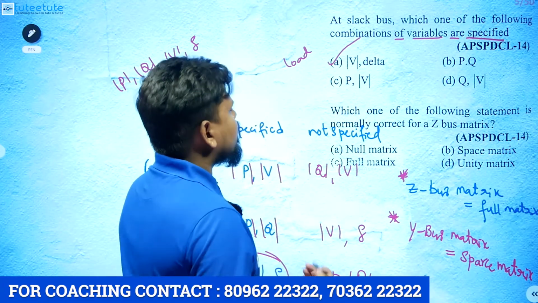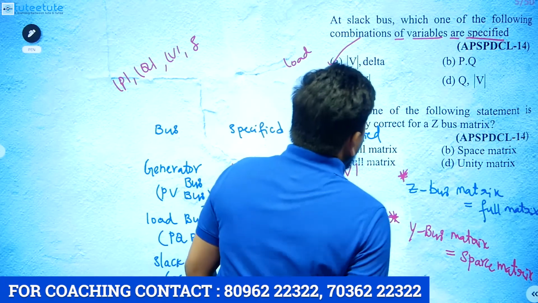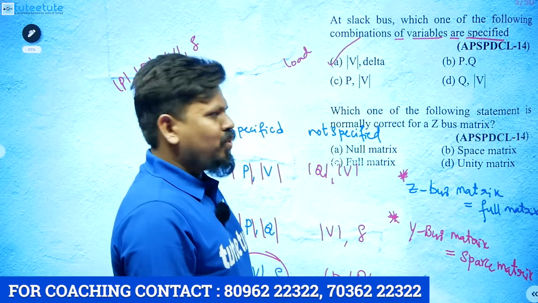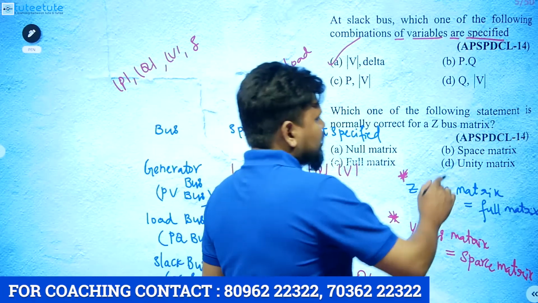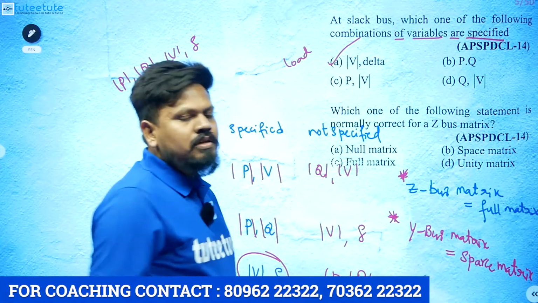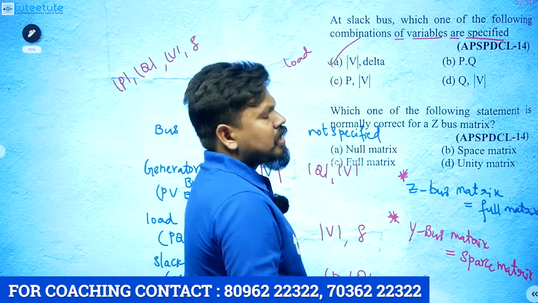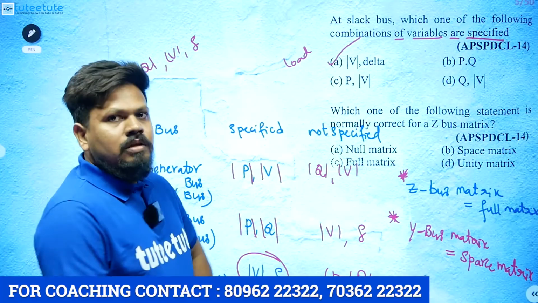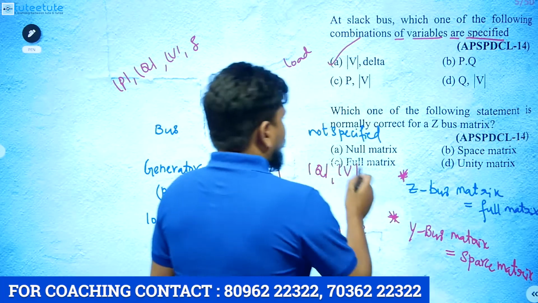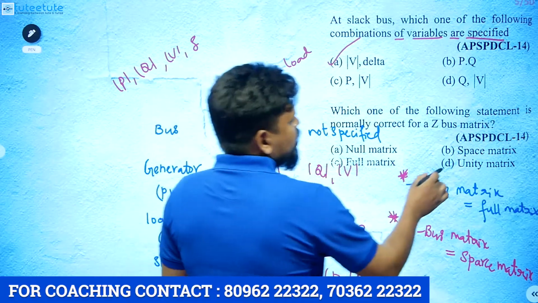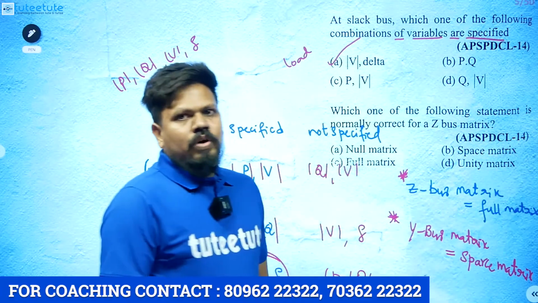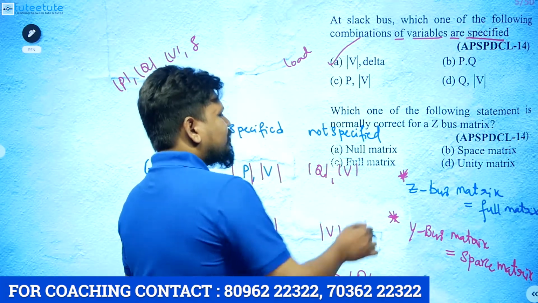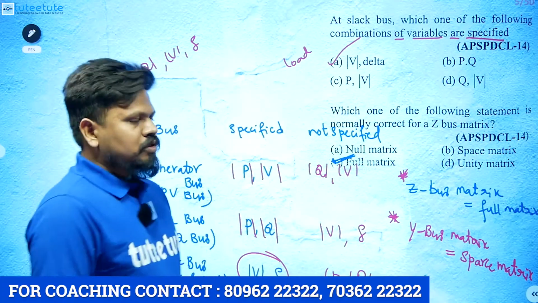Which one of the following statements is normally correct for a Z bus matrix? A null matrix means all zeros. It is not at all possible for a power system network. Sparse matrix is not a representation, it is a type of analysis, used for power converters. So it is a full matrix only. And a unity matrix means ones on the diagonal and remaining all zeros. It is not possible like that. So Z bus is a full matrix. Remember these things, these two are important.